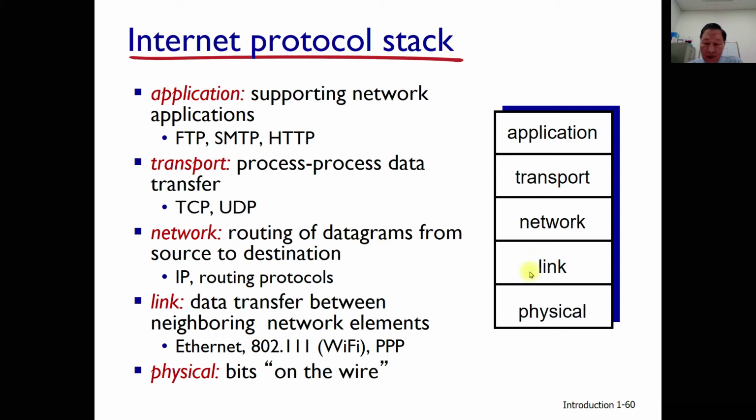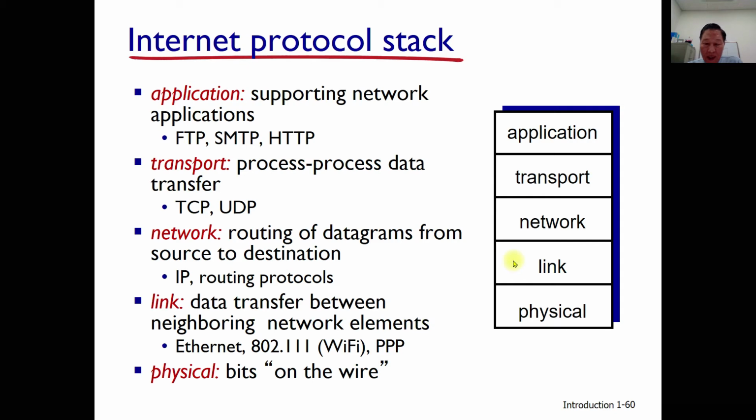And this one is from the bottom, that is the second layer. Actually, we are starting from this to count the number of layers. First one, second one, like that. This one is the second layer, and this link layer is mainly to do data transfer between neighboring network elements.